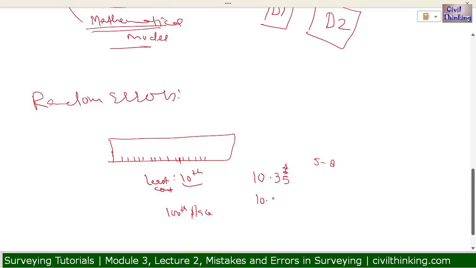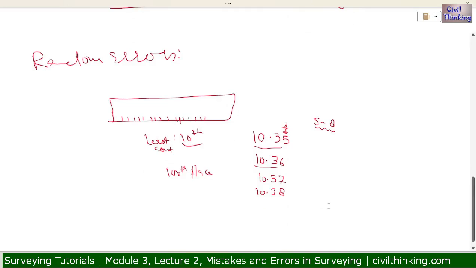But the same person can be accurate up to this. Now this last number, because it is between 5 and 8, based on his judgment he will judge it as 10.36. Some other person might guess 10.37, another will guess 10.38. So these come under random errors. But the thing is that they are not cumulative.